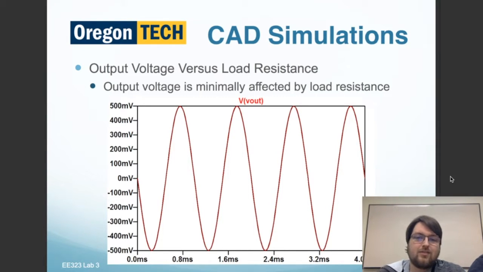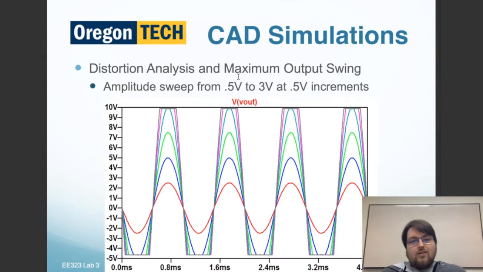All right. So in this graph, we showed the output voltage versus load resistance, which basically is showing that as the load resistance is varied, it makes absolutely no change to the output. So this is the distortion analysis and maximum output swing, and this shows that as we sweep the input going from 0.5 to 3, the output will clip as it gets a larger input.